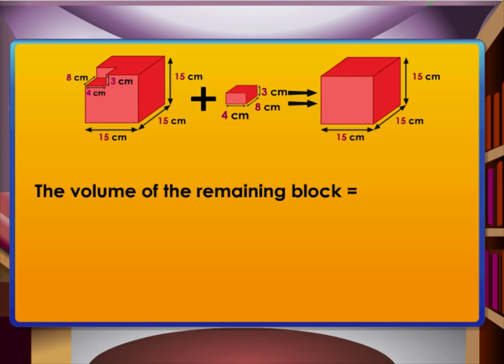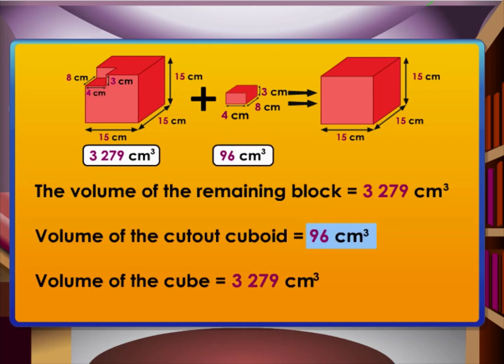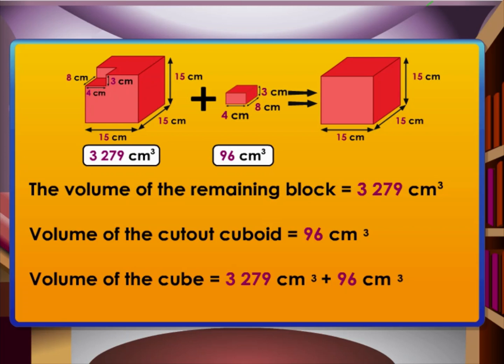You can check the answer by totaling up the volumes of the remaining block and the cutout cuboid. What is the volume of the remaining block? Yes, the volume of the remaining block is 3,279 cubic centimeters. What is the volume of the cutout cuboid? Yes, the volume of the cuboid is 96 cubic centimeters. So, the total volume is 3,375 cubic centimeters.